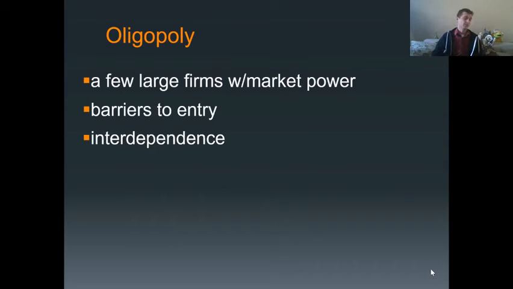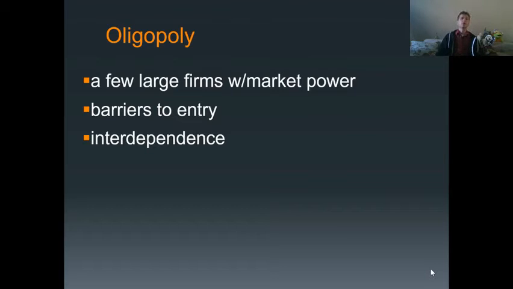Oligopoly is probably the market structure that you're going to have the most fun with. It's the only one that we won't have to graph out. We're going to look at it using something called game theory, so look for that when it comes. Of course, that means it's a little bit more theoretical than pen to paper.